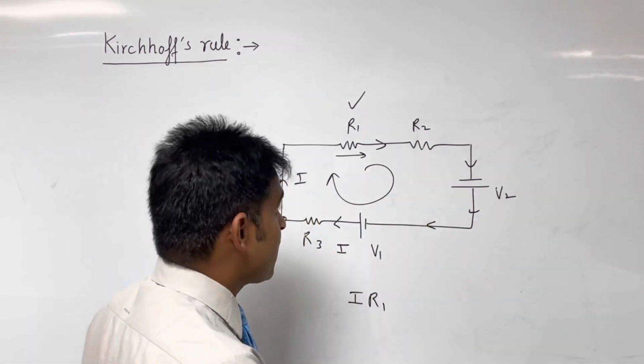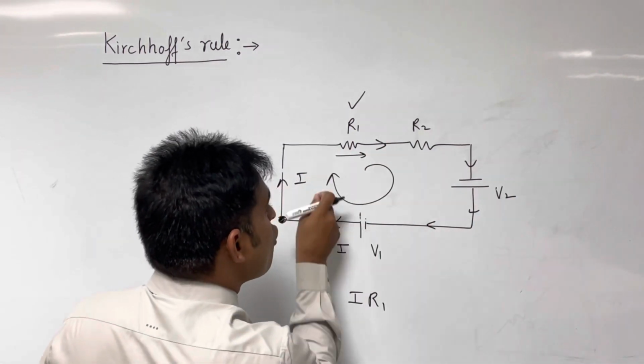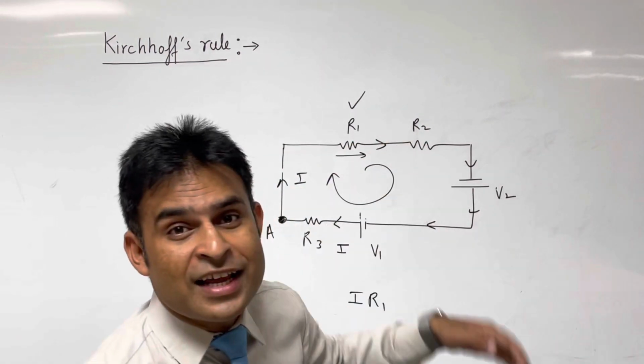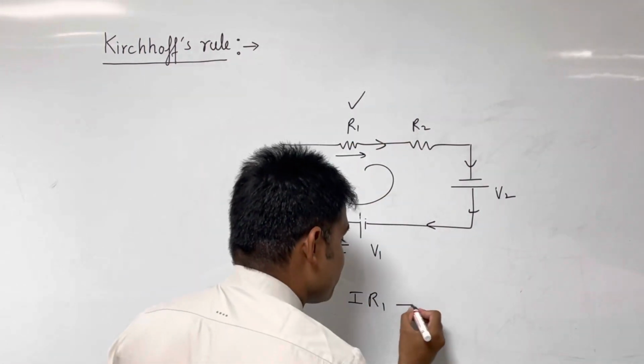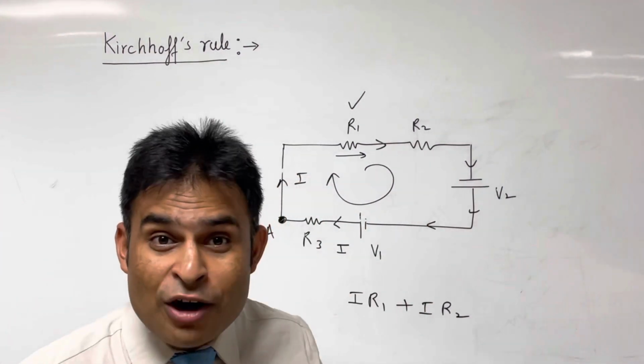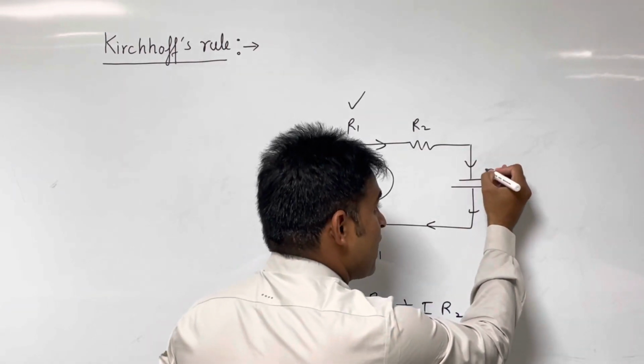Then in this case what do I write? Again I am moving clockwise. While moving clockwise, my direction and the current direction are the same. It means in this case also I can write I into R2. Okay, now I'll reach this point, and now I'll reach the battery.